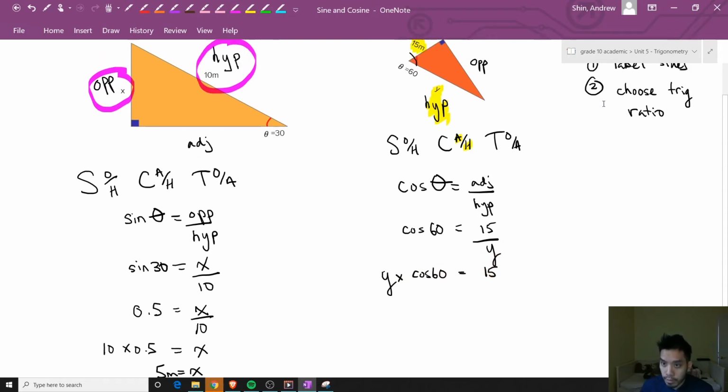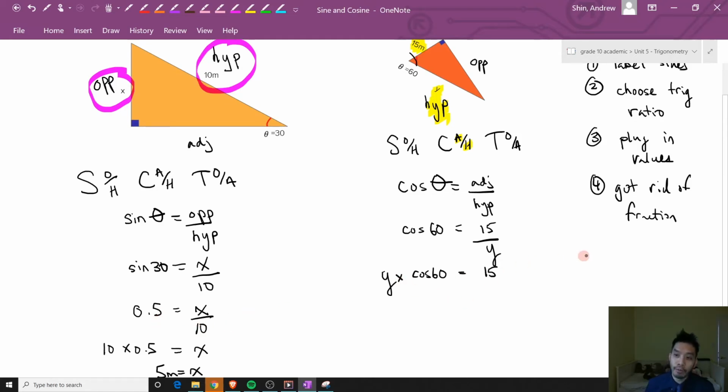So let's label the steps here. After we chose a trig ratio, we plugged it in. Then we got rid of fractions. In both cases, we got rid of the fractions, multiplying by 10 and multiplying by y. Now we need to solve for y. I need to isolate for y here.